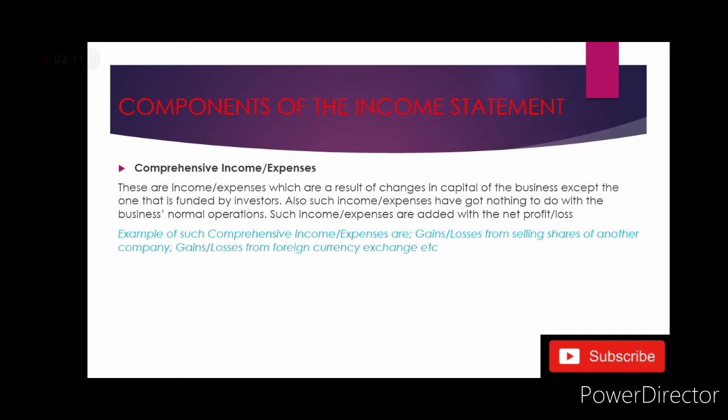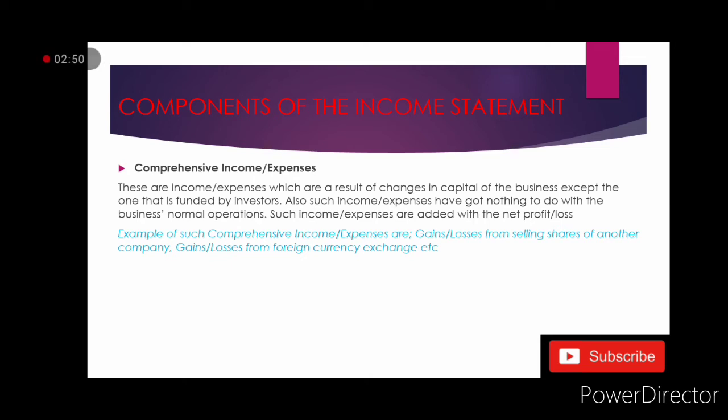But if there has been a deficit, a plunge in the value of capital, then that will be recorded as comprehensive expenses. An example of such comprehensive income or expenses is the gain or loss from selling shares in another company. A business could have invested in another business and own shares. If the business decided to sell those shares and made a profit from doing so, then that profit is recorded here. But if it made a loss from doing so, then that loss is recorded here.